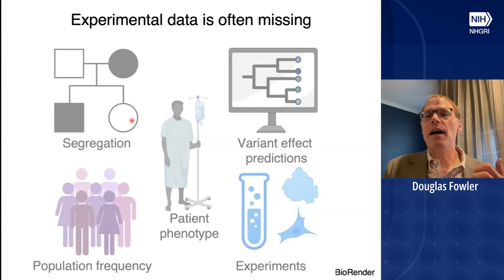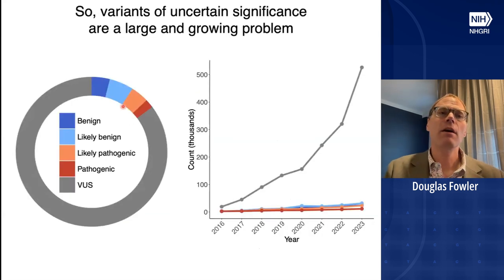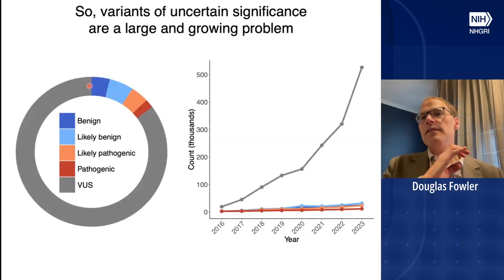And then experimental data, as much progress as we've made, are often missing. We only have experimental variant effect data for something like 1% of the disease-related genes in the genome at this moment. So it's great if you have it. All of these types of evidence, except for variant effect predictions, pretty much fall into the category of: it's great if you have it and can clearly use it, but often you don't. And that's how we get to here, where although we can sequence people and do genetic tests at scale, it's very hard for us to interpret variants definitively.